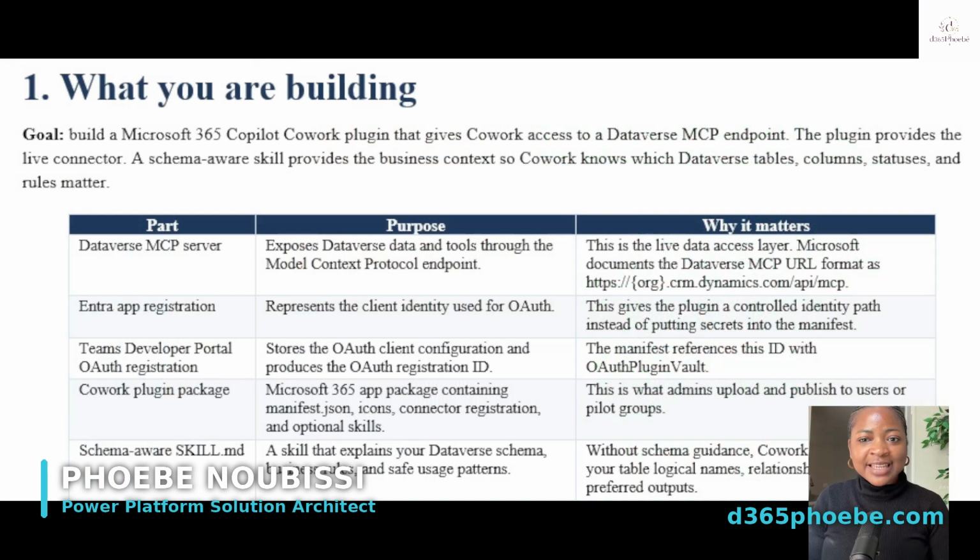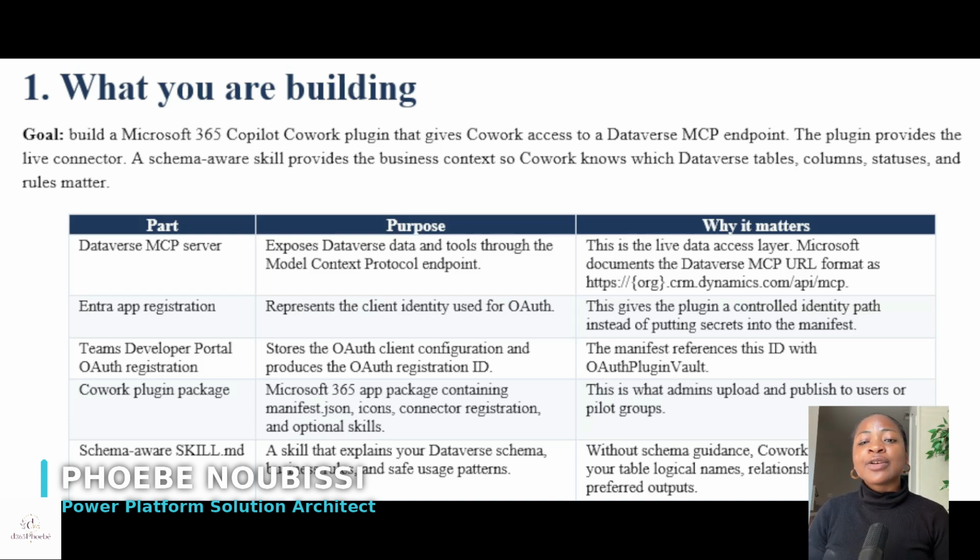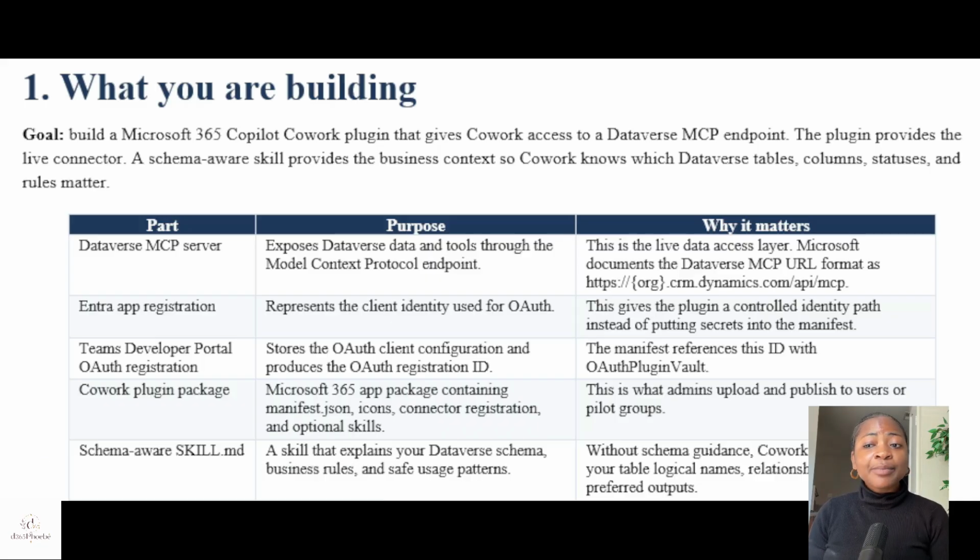Before starting, let's do a little presentation about what we are going to build. You are building a Cowork plugin that will give access to a Dataverse MCP endpoint. The plugin provides the connector inside Cowork and is aware of all the schema of the Dataverse tables, the columns, the statuses, the choice columns, and all of those things.